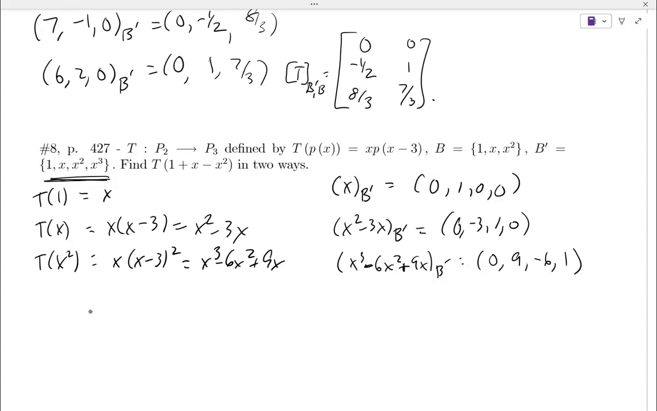This one's a little easier because it's the standard bases for these spaces, right? So you have to pick off the coefficients. Makes that a little bit easier, doesn't it? So then when we create our matrix, first one is the first column, second one is the second column, third one is the third column.